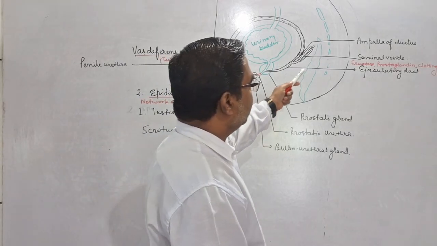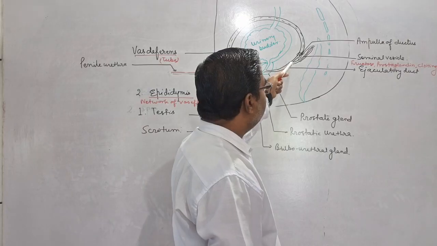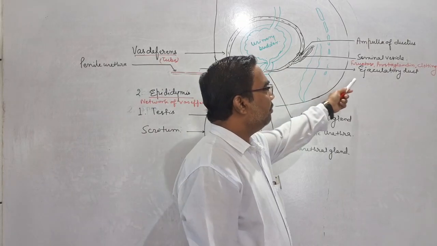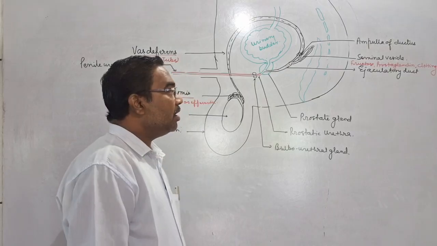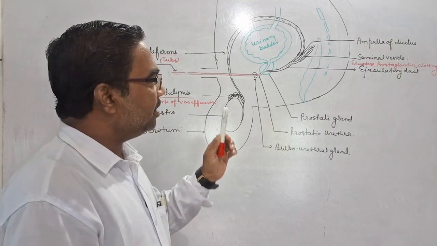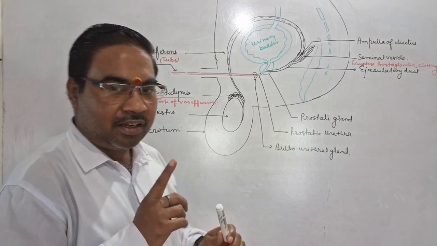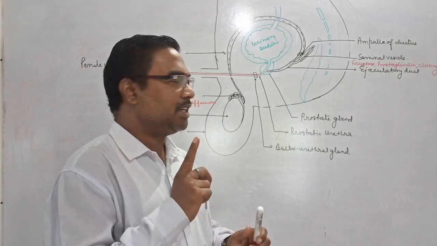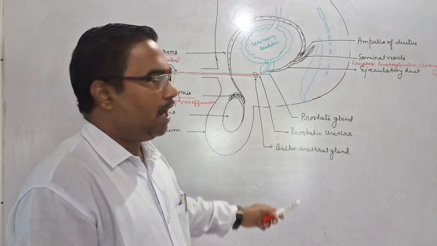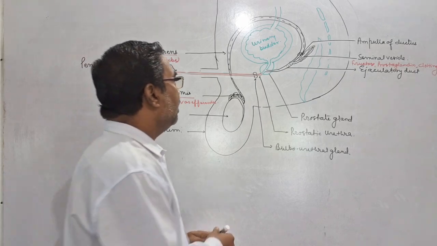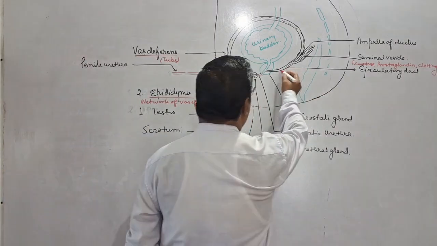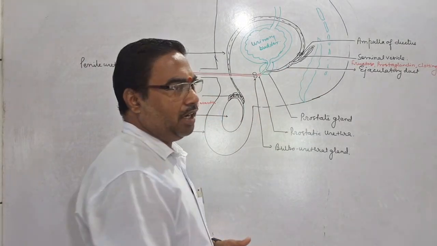Now after seminal vesicle, the vas deferens is continuous but it's named differently as ejaculatory duct. Here you must remember that ejaculatory duct contains both the things, a sperm from testis and seminal fluid from the seminal vesicle. Now, after ejaculatory duct, it enters into the prostate gland.